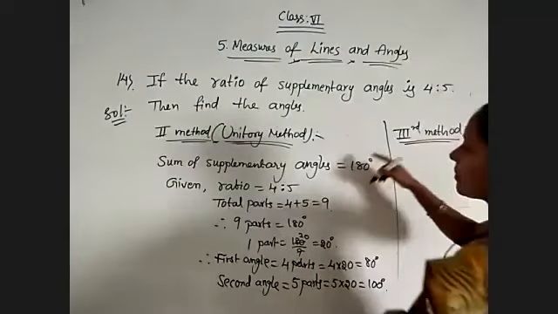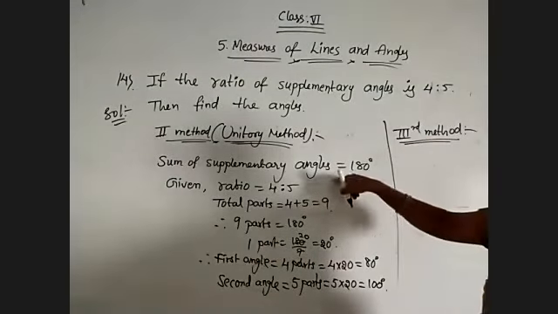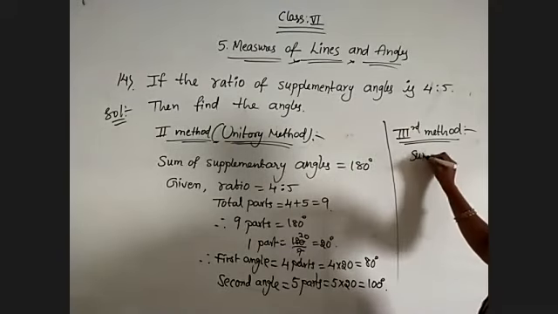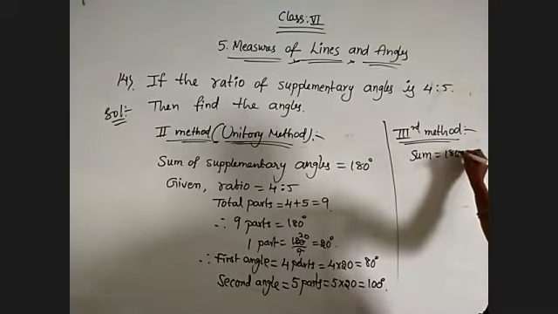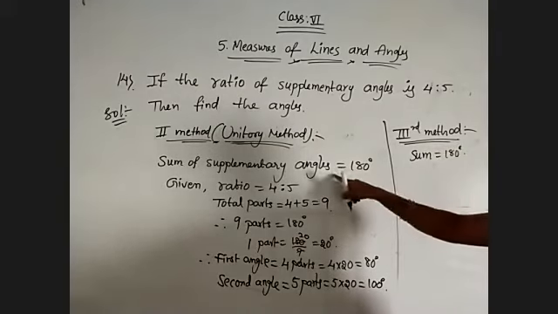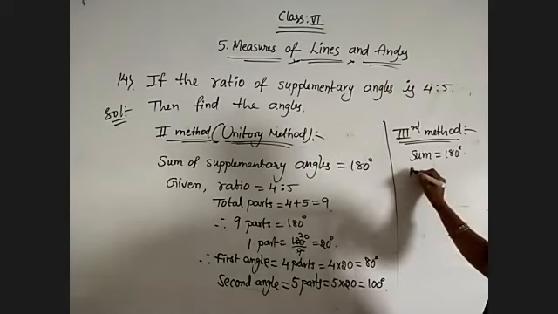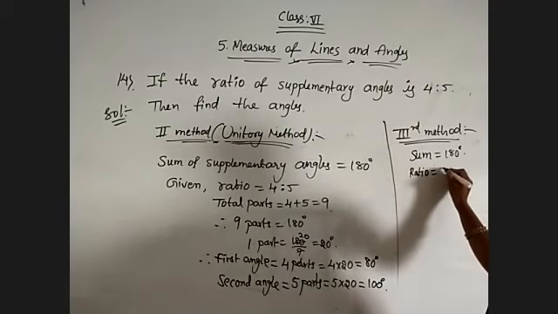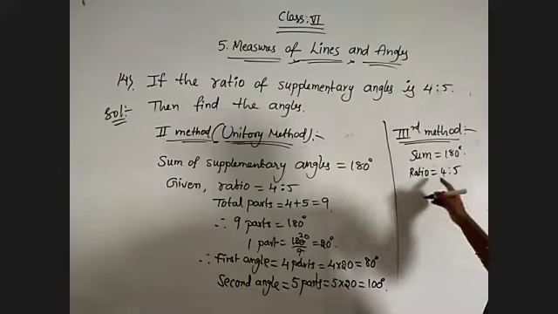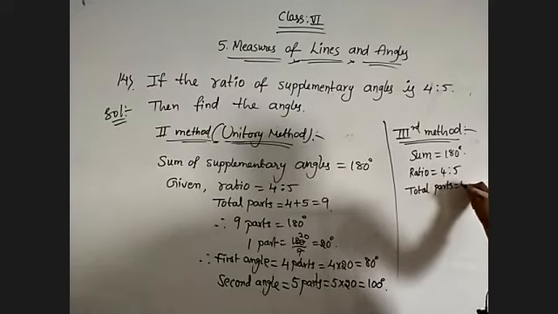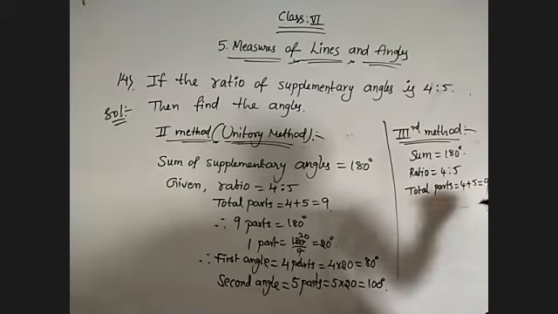Here, because they are telling that the sum of supplementary angles, the sum of the supplementary angles is 180. So directly I am writing, sum of the angles is equal to 180 degrees. Actually, you need to write this completely. And the given ratio of the angles is 4:5. So total parts of the ratio, because we have the sum, you must calculate the total parts. Total parts of the ratio is equal to 4 plus 5, which is nothing but 9.